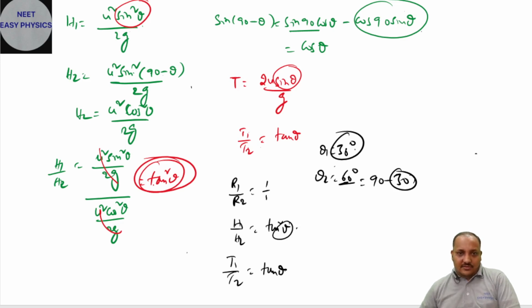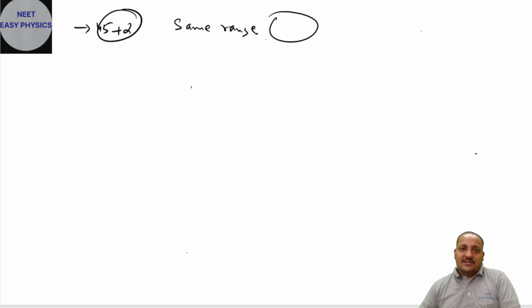Correct? Next, one projectile is projected with angle 45 plus alpha. To get the same range, what should be the other angle, they will ask. The other angle is such that if you add these two angles, you will get 90 degrees. Therefore, 45 plus alpha and 45 minus alpha should add up to 90 degrees. Like this, they are going to ask.